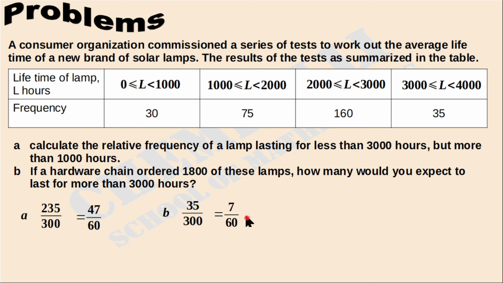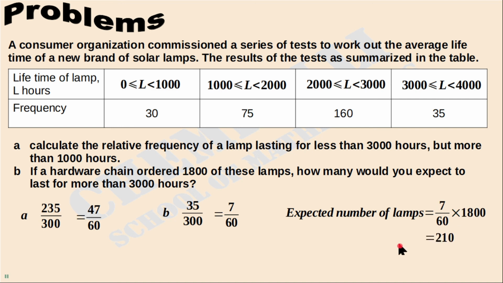Next we have to find the expected occurrence. To find it, we take the probability of that particular event times the total number of trials, which here is 1800. Out of these 1800, how many lamps are expected to last more than 3000 hours? Expected number of lamps equals 7 by 60 times 1800. We can use a calculator, or without one: in 1800 there are 30 sixties. Then 30 times 7 is 210. So 210 lamps can be expected to last more than 3000 hours. That is the answer. Thank you.